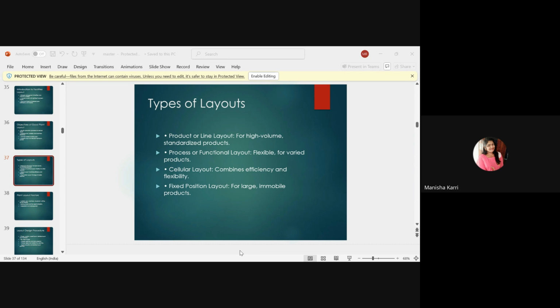It's nothing but the fixed position layout. It is for very heavy and large, immovable products. Examples are a building, a ship, or construction sites, where workers move around the project instead of moving the project itself. So each layout type is chosen based on the type of product, product volume, and the need for flexibility and standardization.